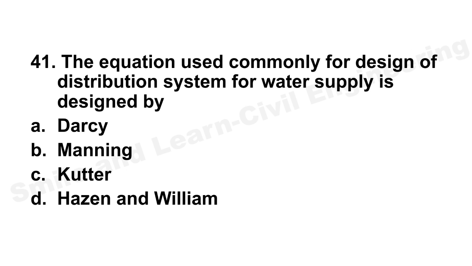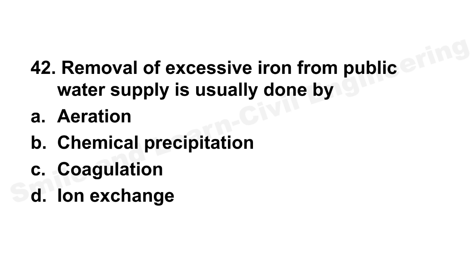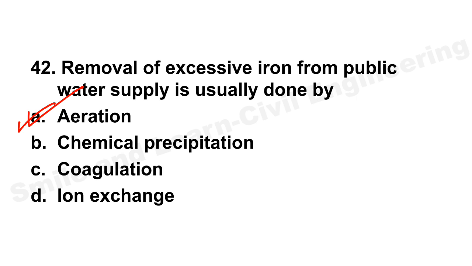The equation used commonly for design of distribution system for water supply. So for the distribution system, the Hazen-Williams formula is used. Option D is the correct answer. Question number 42. Removal of excessive iron from public water supply is usually done by aeration. Option A is the correct answer.